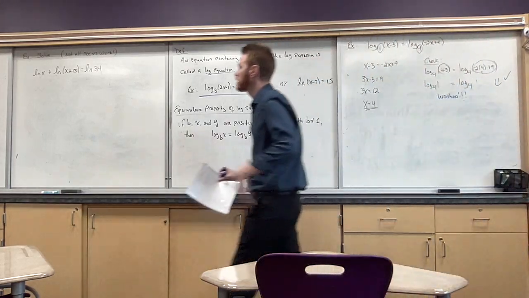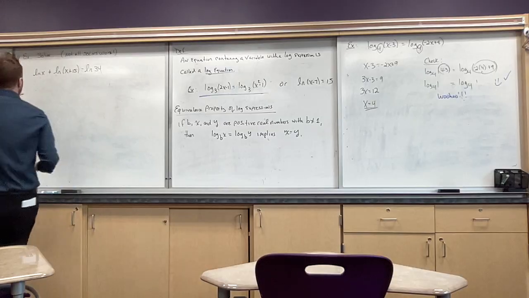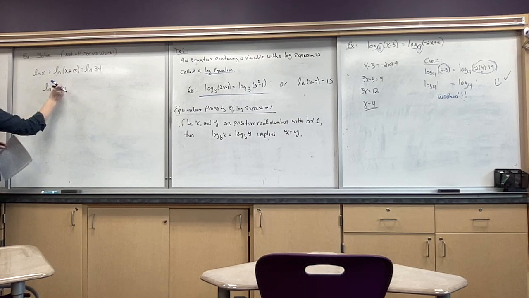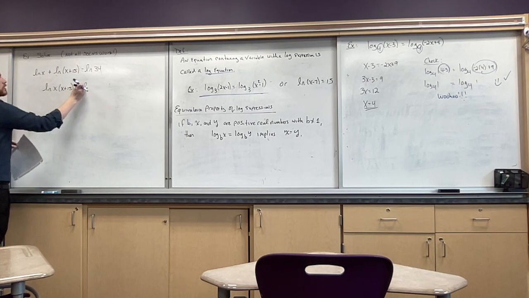All right, now, first things first, let's clean this up a little bit. Let's use some properties of logs to where we have something on the left, something on the right, because there's too many things happening on the left-hand side. Because we're adding them, one of the properties of logs, addition is the same thing as what, multiplication, right? So let's condense them. So let's make it the natural log of x times x plus 15 equals natural log of 34.